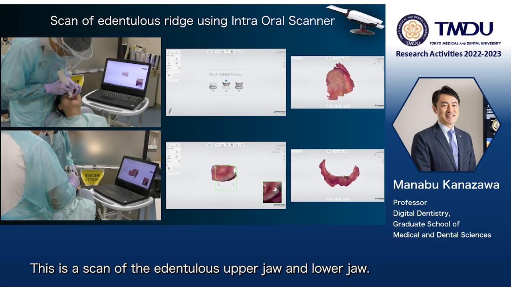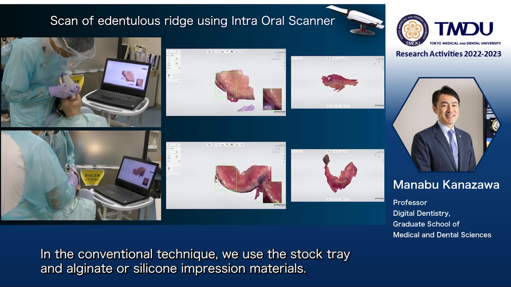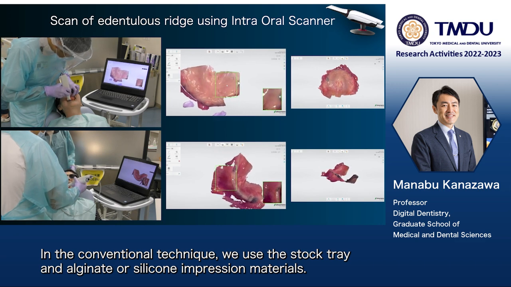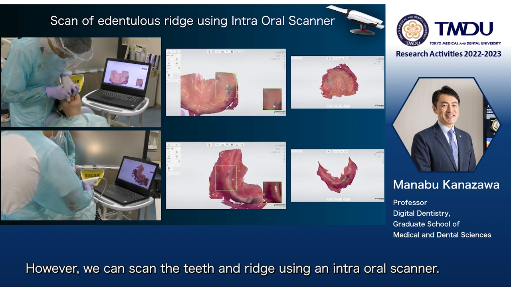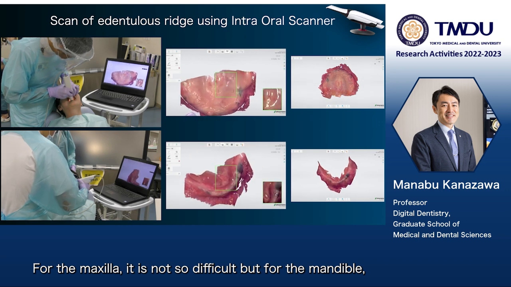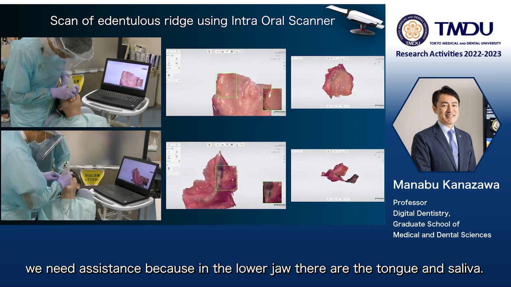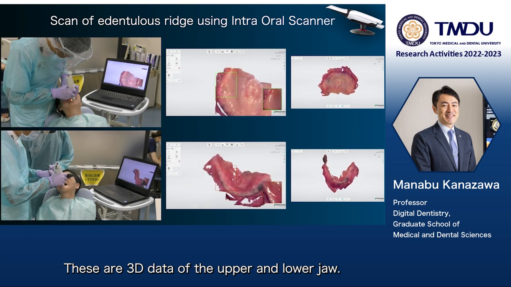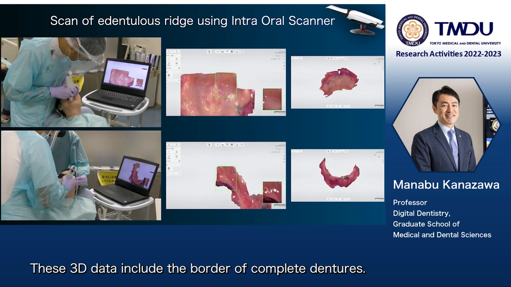This is a scan of the denture's upper jaw and lower jaw. In the conventional technique, we use the stock tray and alginate or silicone impression materials. However, we can scan the teeth and ridge using an intraoral scanner. For maxilla, it is not difficult, but for mandible, we need assistance because in the lower jaw, there are tongue and saliva. These are 3D data of upper and lower jaw. These 3D data include the border of complete dentures.